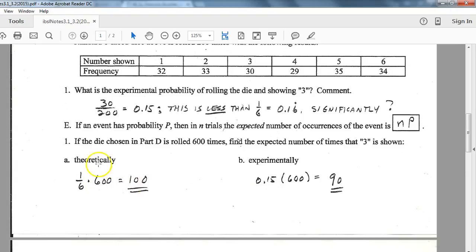So if we said we were to do something 600 times, the probability of getting a 3, well, we're doing it 600 times. The probability of getting a 3 is 1 out of 6. So if we multiply those, we would say I should get a 3 100 out of the 600 times, based on the theory. Well, what happened in this experiment, right? This was the probability of getting a 3 times the 600 events. We would expect that to happen 90 times.